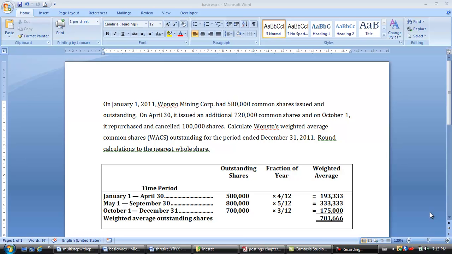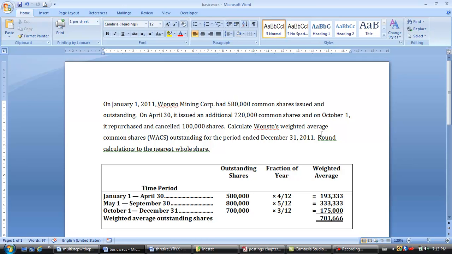On April the 30th, they issued an additional 220,000 common shares, and again on October the 1st they didn't issue more shares, but they bought some back and they canceled or retired them. Okay, so they took 100,000 shares off the market.